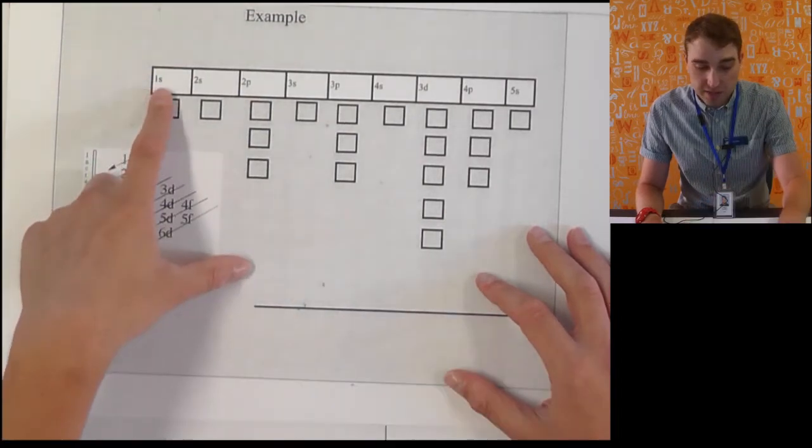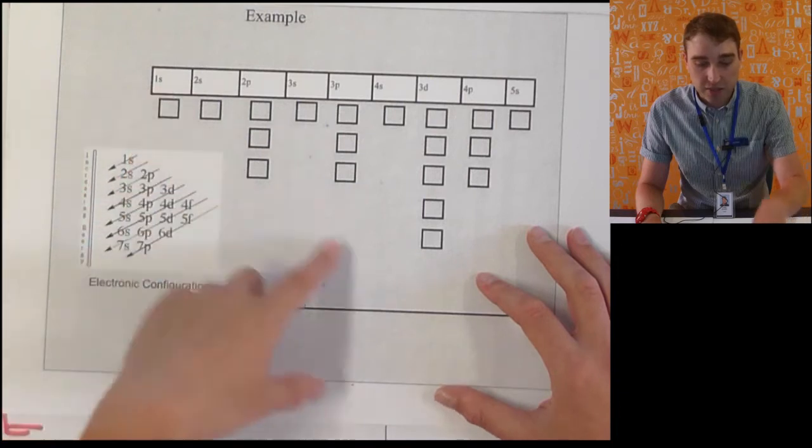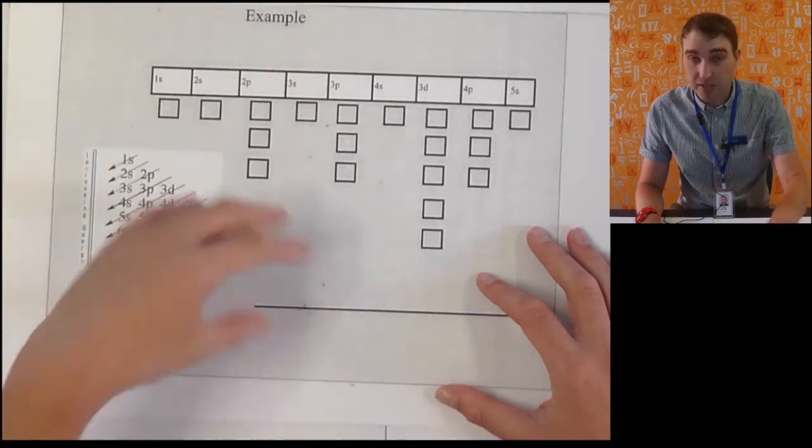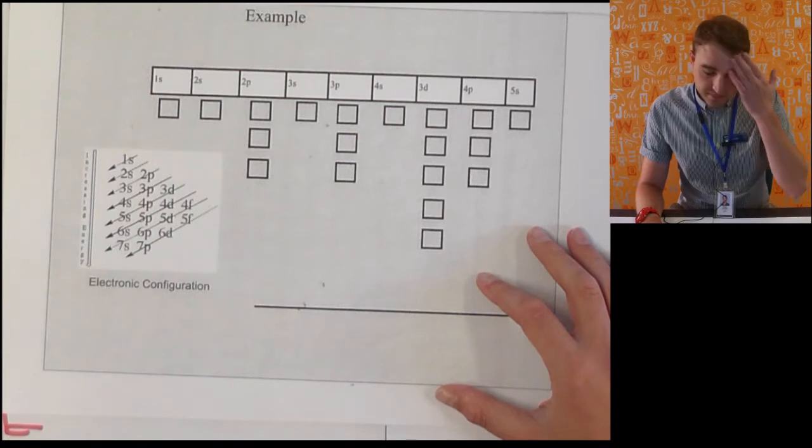The first number is the main shell, the letter next to it is the subshell, and then we use a subscript number to show where the electrons are. It makes sense when you do it. It's a bit easier to do it.